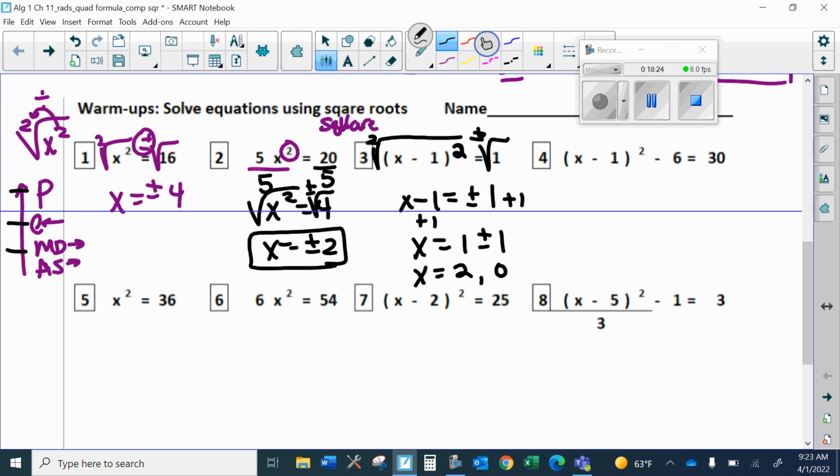All right, number 4. 2 steps now. Okay, again, we're down at the bottom level. We need to add that 6 across. Okay, exponents are higher up.